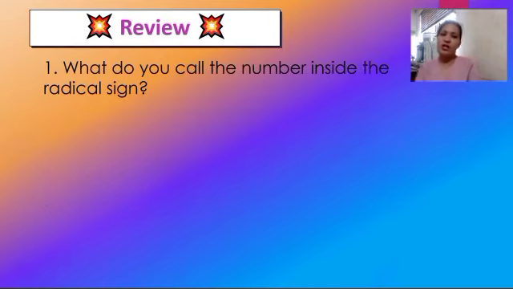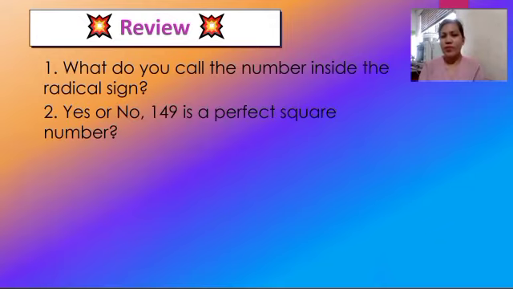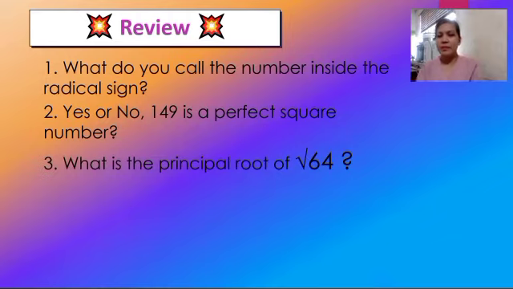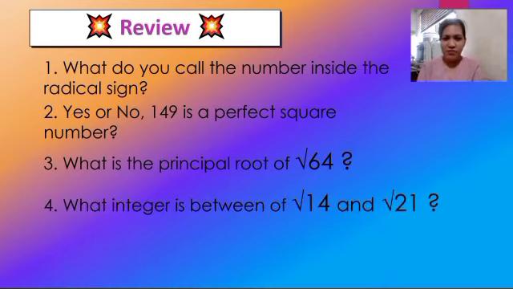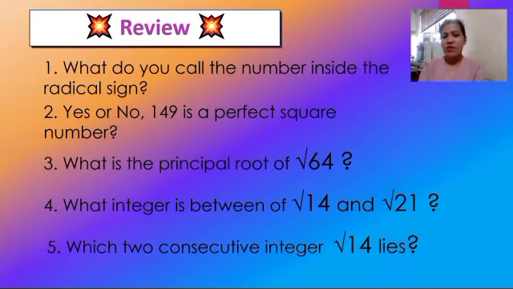Now let's have a review. Number 1, what do you call the number inside the radical sign? Number 2, yes or no? 149 is a perfect square number. Number 3, what is the principal root of square root of 64? Number 4, what integer is between square root of 14 and 21? Number 5, which two consecutive integers does square root of 14 lie?